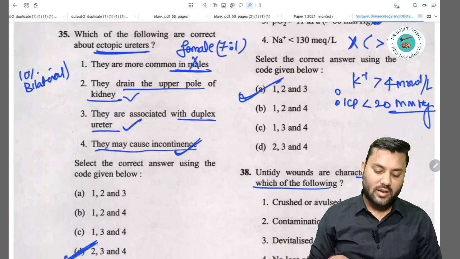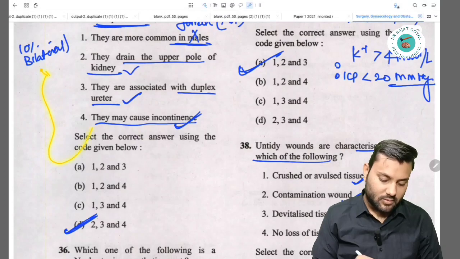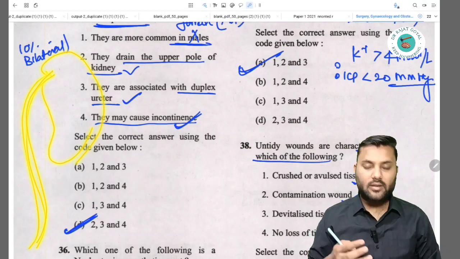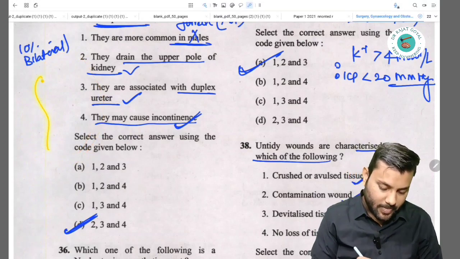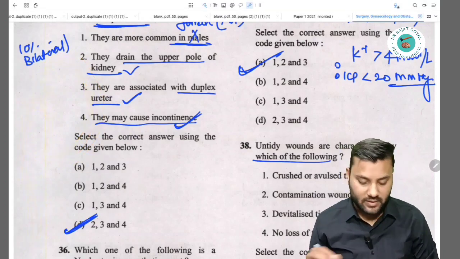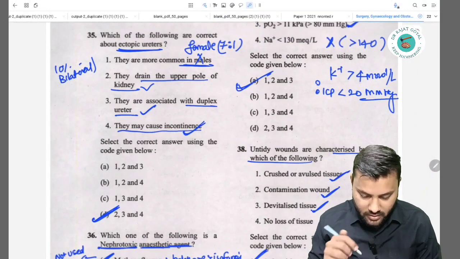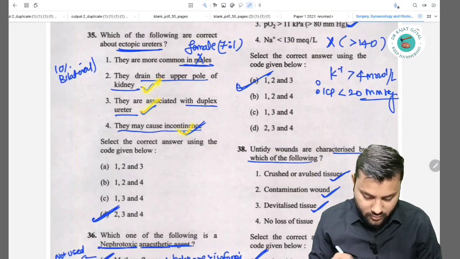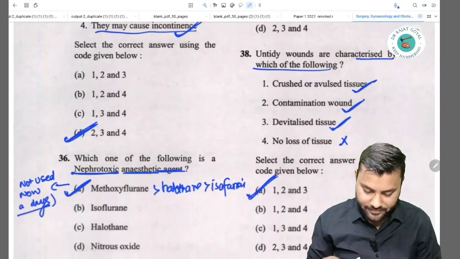Yes, whenever the ectopic ureter opens after the external sphincter, then it will lead to incontinence. So answer here will be 2, 3 and 4. Answer will be option D.